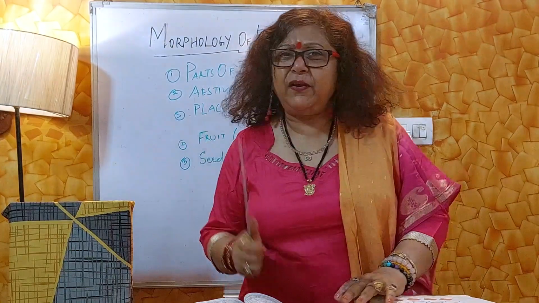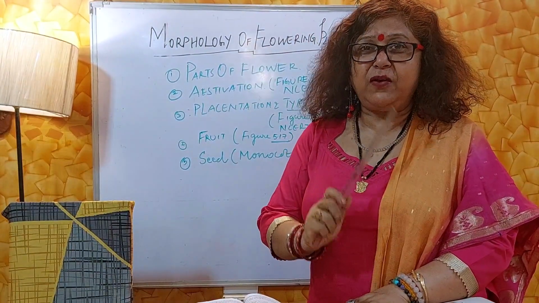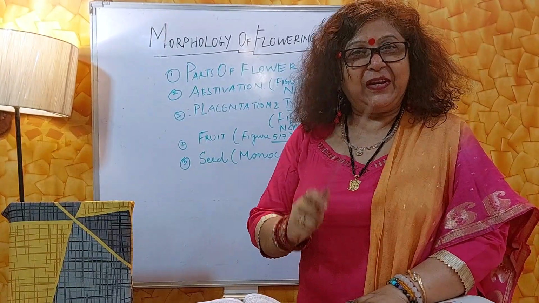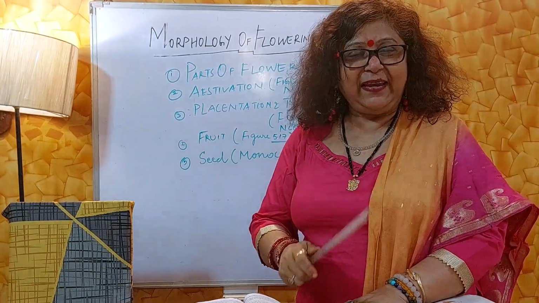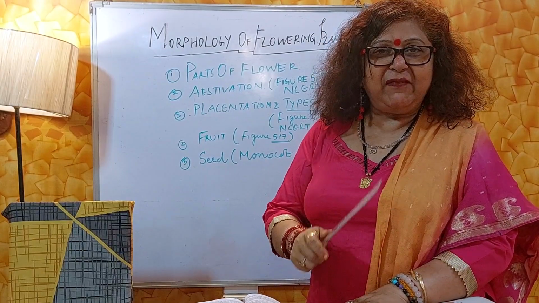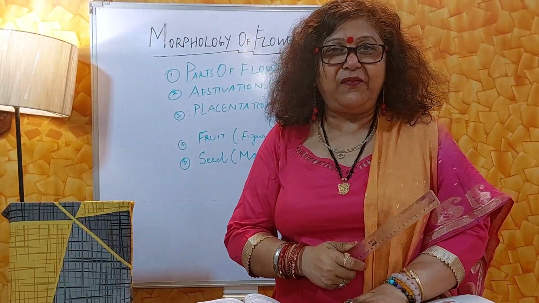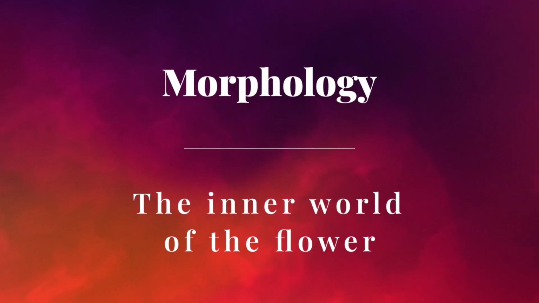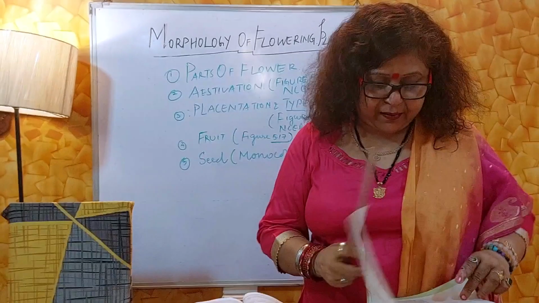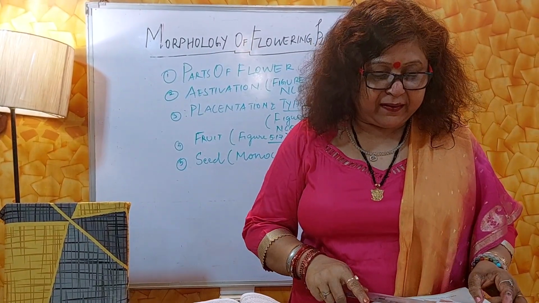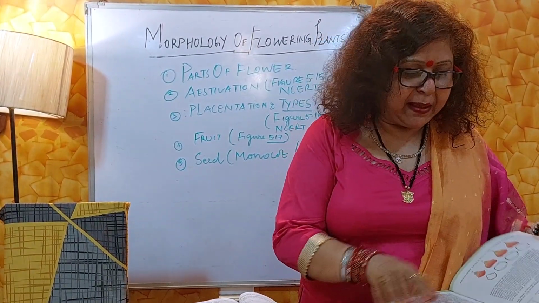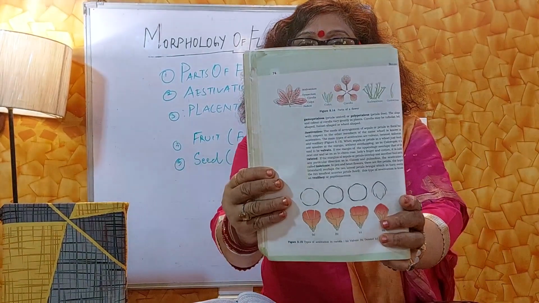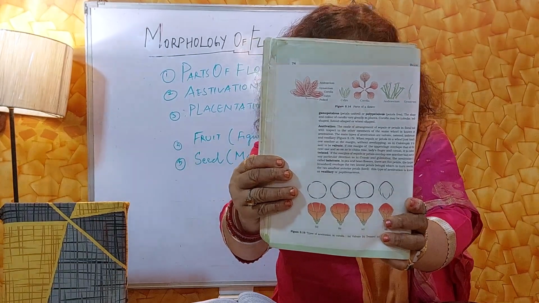In the previous part, we covered the outer parts of the plant: the root, the shoot, the leaf, phyllotaxy, and inflorescence, right? In this part of the video, we will be dealing with the inner world of a particular flower. First of all, you have to draw a diagram which is given in your NCERT book, figure 5.14. I'm showing that figure. This is the particular figure where all the parts of the flower are drawn.